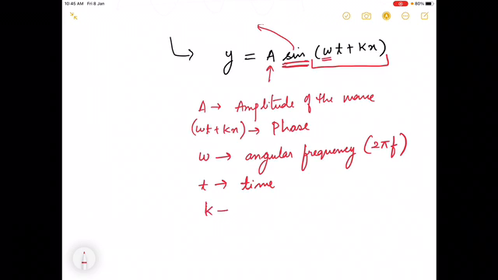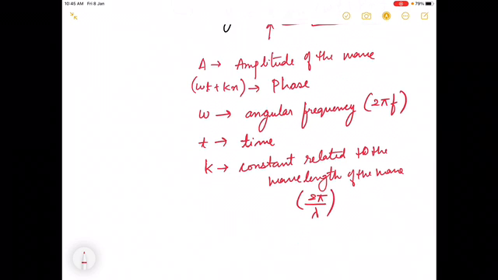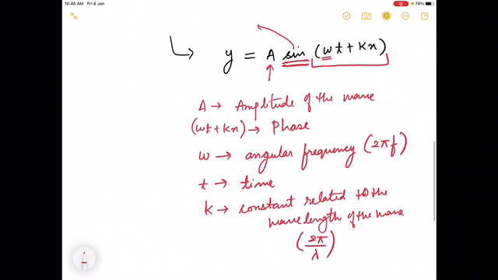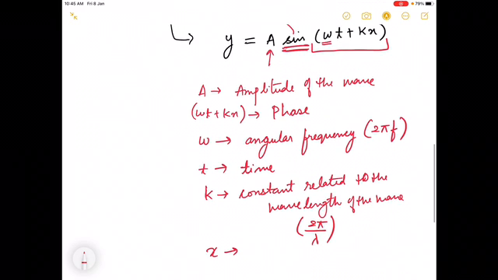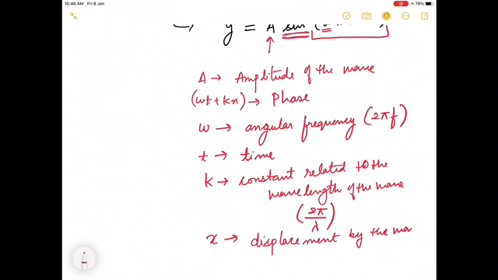What is k? k is a constant related to the wavelength of the wave. Let me write it: k is equal to 2π by λ. You have to remember this much for now. It's a constant related to your wavelength. Great. Now next is your x. What is x? x is basically the displacement traveled by the wave. How much displacement the wave has traveled.